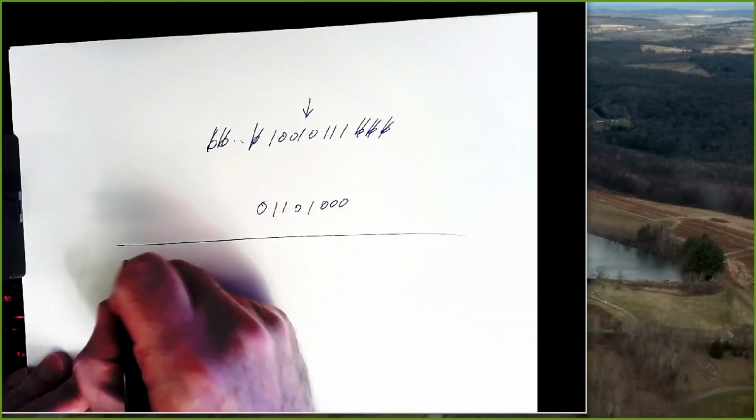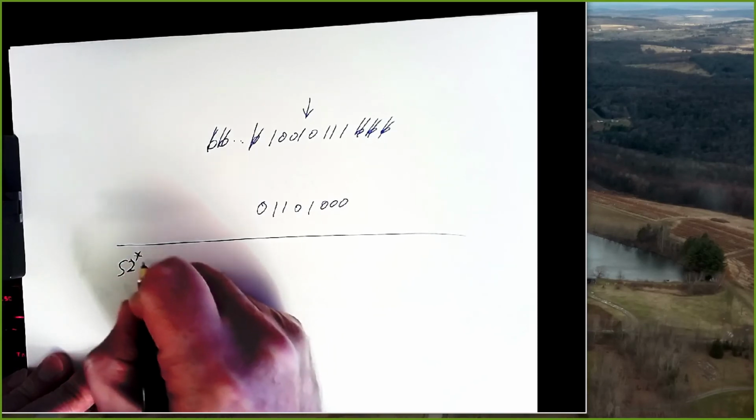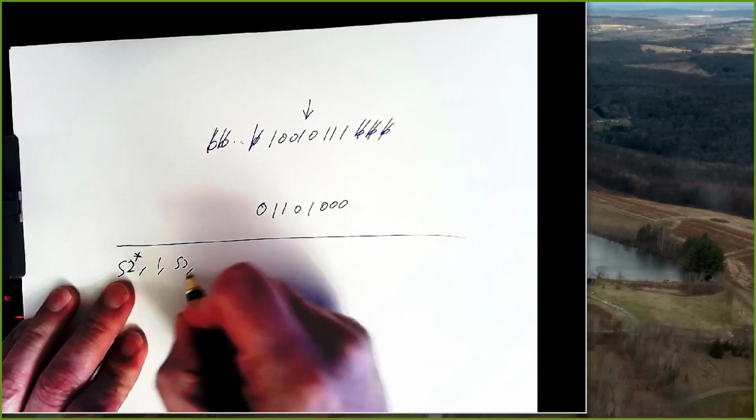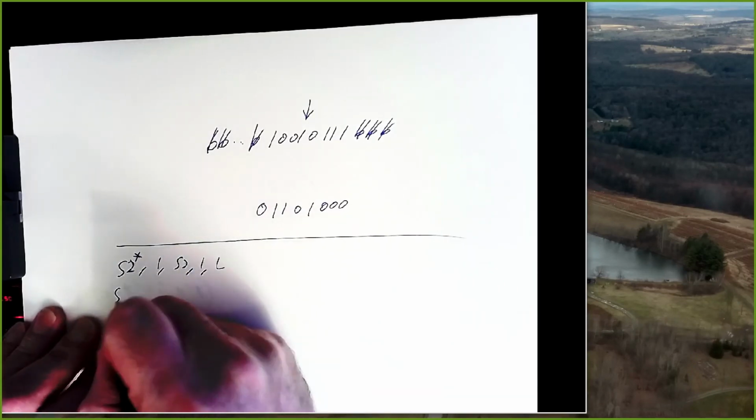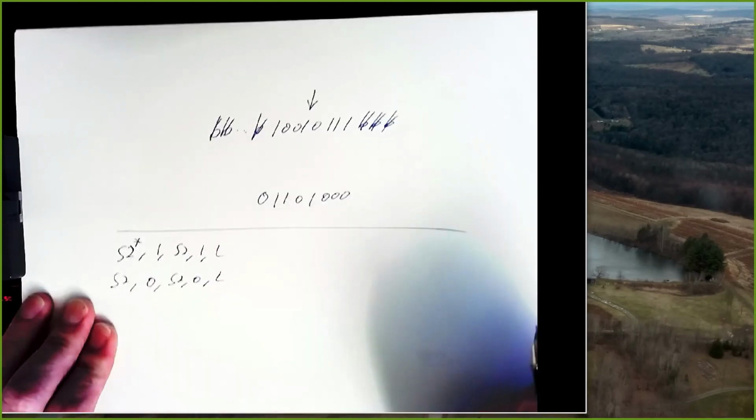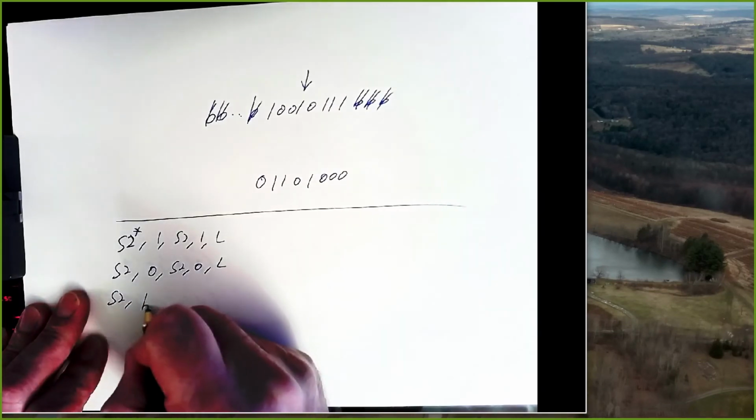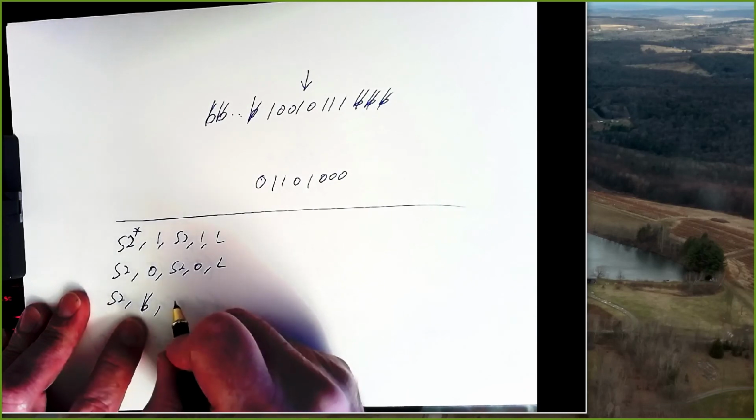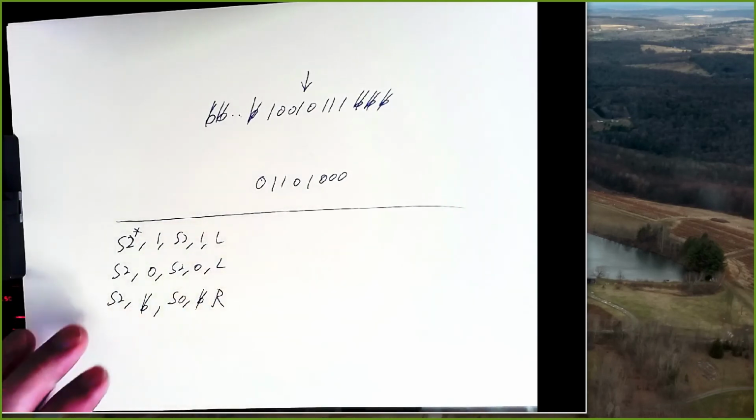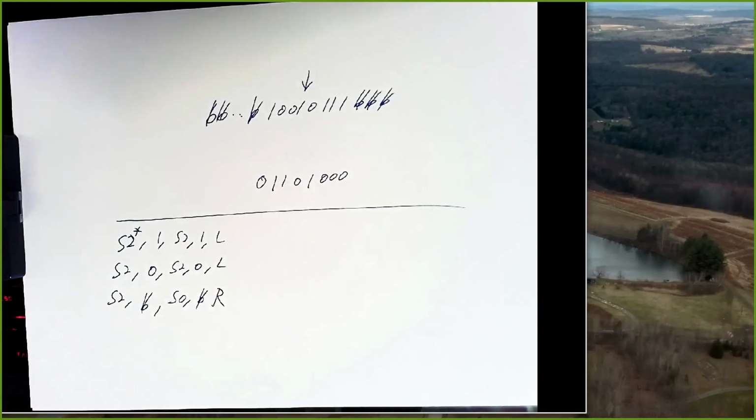Well, I could start with some state S2. And I could say if you're in state S2 and you have a 1, stay in S2, write a 1, and move left. If you're in S2 and there's a 0, stay in S2, write a 0, and move left. If you're in S2 and there's a blank, go to state S0, leave the blank there, and go to the right.